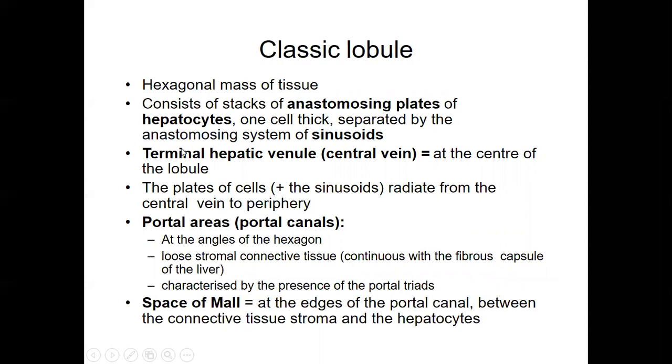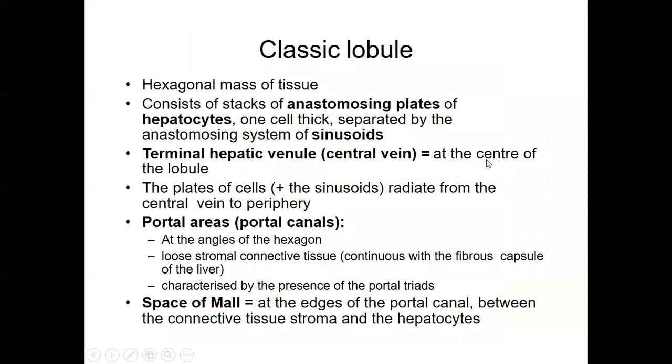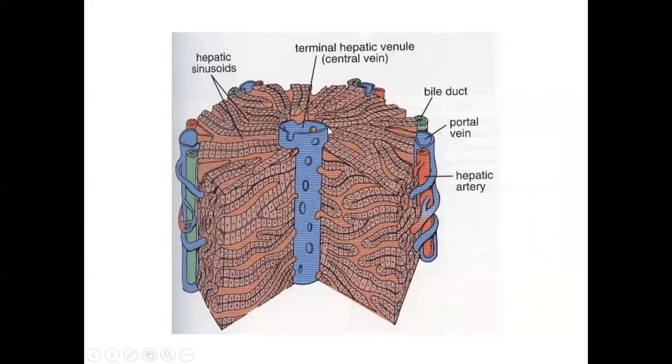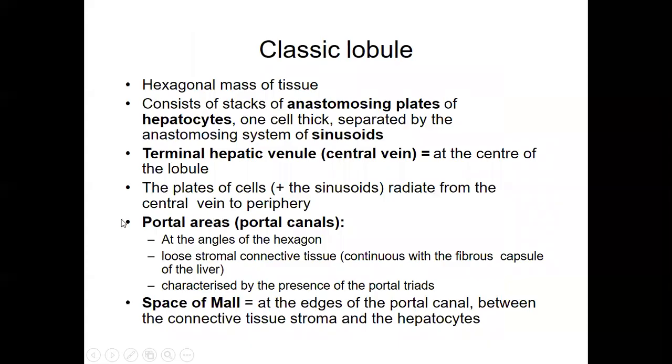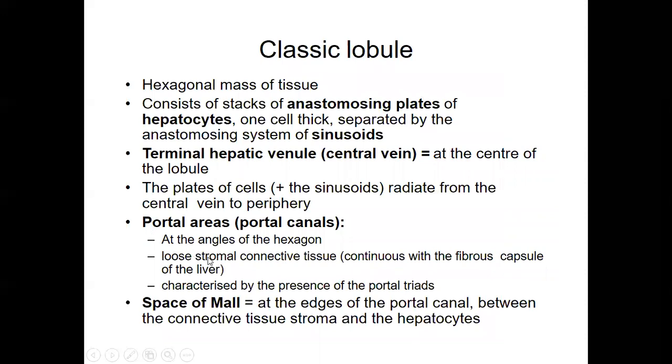The terminal hepatic venule or the central vein is located at the center of the lobule. And the plates of cells plus the sinusoids radiate from the central vein to the periphery. You can see here the plates of hepatocytes and the sinusoids radiate from the center toward the periphery. And then the portal area or portal canal, you can see here, is at the angle of the hexagon.